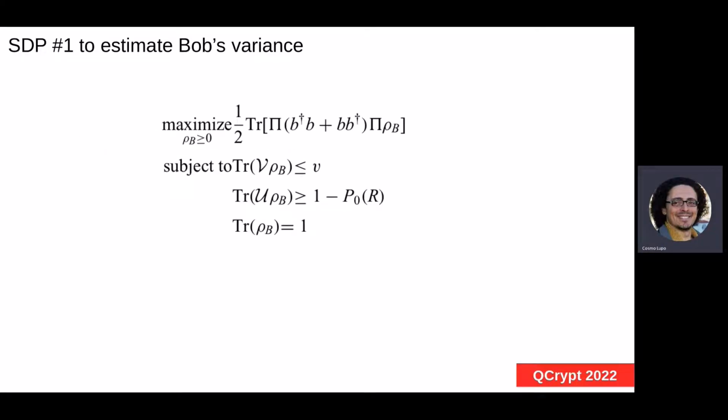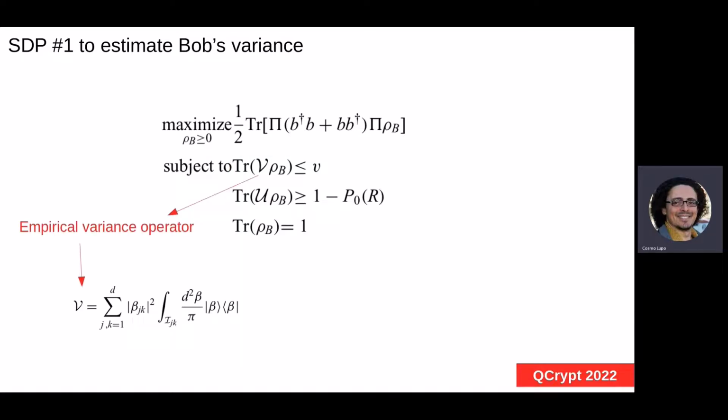So this is an example of the SDP that we want to solve, and this is for estimating Bob's variance. The objective function to minimize is this one, and here you can recognize the operator which expresses Bob's quadrature variance, b dagger b plus b dagger. Then there is another operator which is a projector that accounts for truncating the Hilbert space. And then there are the constraints. You see here 3 constraints.